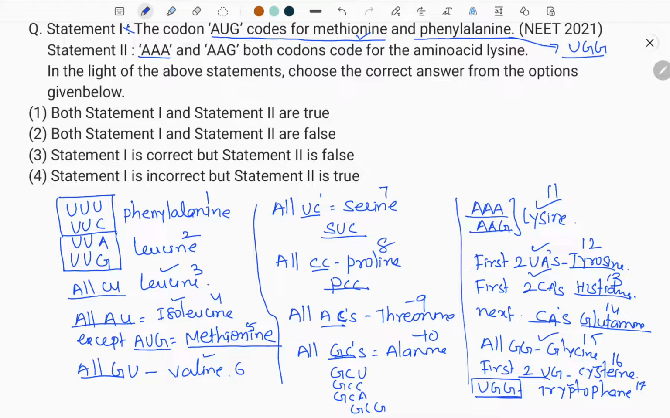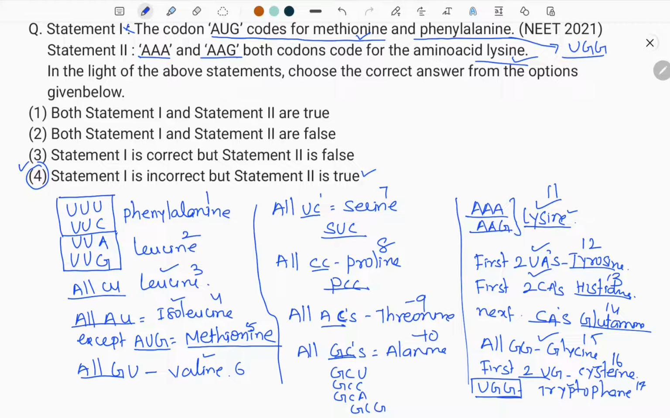Then AAA and AAG both will code for lysine. I wrote it here. It's very much correct. I remember it as lag. Both will code for lysine. So we have lysine and tryptophan enriched Atlas 66, a maize variety developed in the year 2000, rich in lysine and tryptophan. That point is there in strategies for plant breeding. So here, the first statement is wrong, the second statement is right. So the option is 4. Statement 1 is incorrect, statement 2 is true.